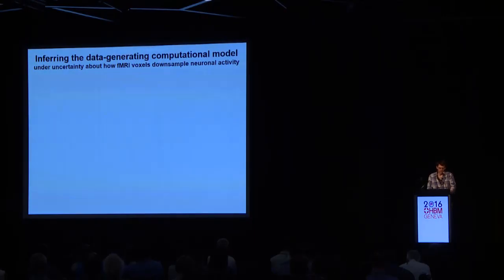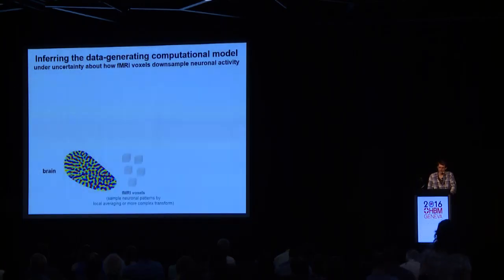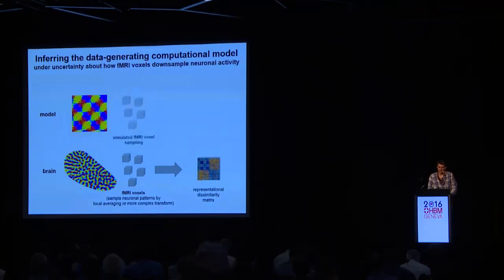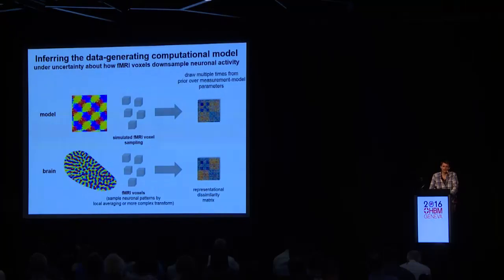So one direction that's important to us is inferring the data-generating computational model under uncertainty about how fMRI voxels downsample neuronal activity. So we have the brain representation. It's sampled with fMRI voxels, and this gives us our representational dissimilarity matrix. And in modeling this, we'd like to model the same process. We'd like to have a model that predicts the spatial structure of the representation. Then we want to simulate how fMRI voxels sample this, and then predict what the RDM should look like given the parameters of this measurement model. And then we can do inference by comparing these.